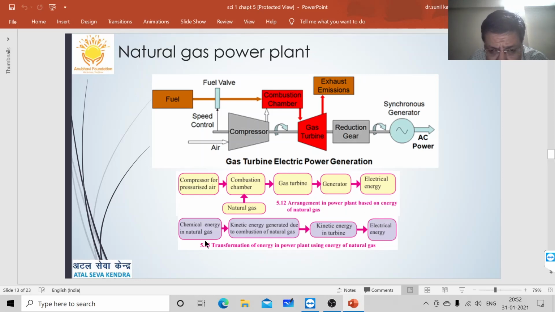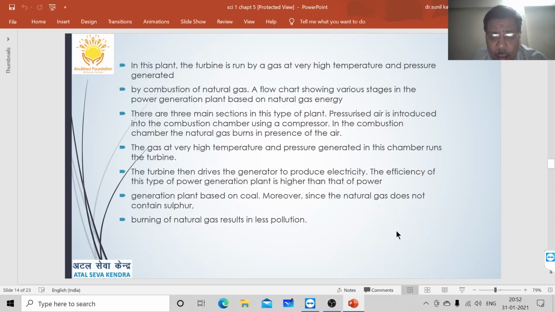So the chemical energy in the natural gas is converted into kinetic energy generated along with combustion of natural gas, rotating the turbines, and then electricity is produced. This is how the natural gas power plant works. In this plant, the turbine is run by a gas at a very high temperature and pressure generated by combustion of natural gas. A flow chart showing various stages of power generation based on natural gas has been shown to you in the last slide.